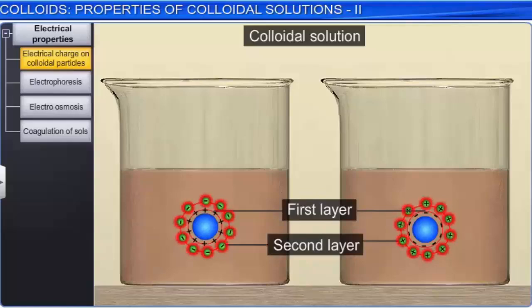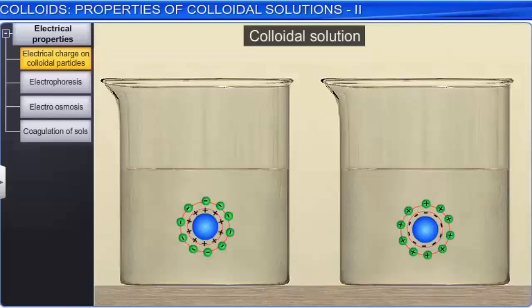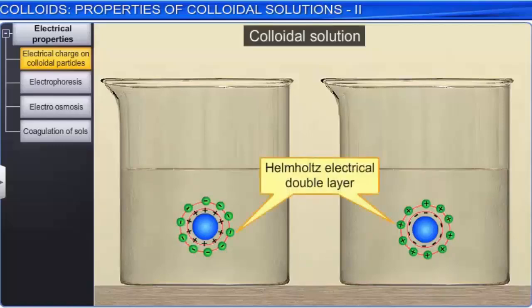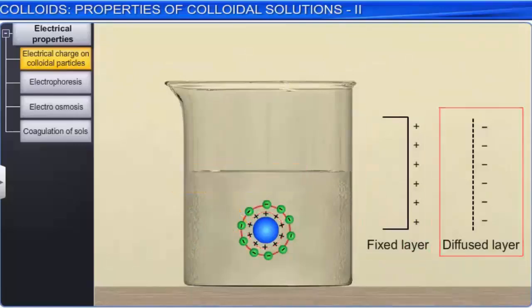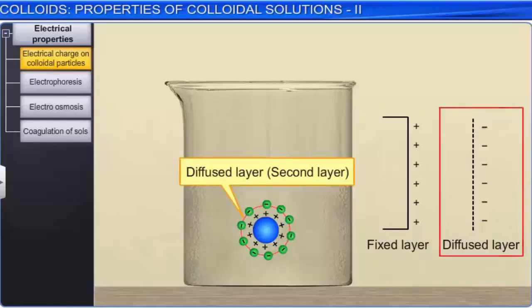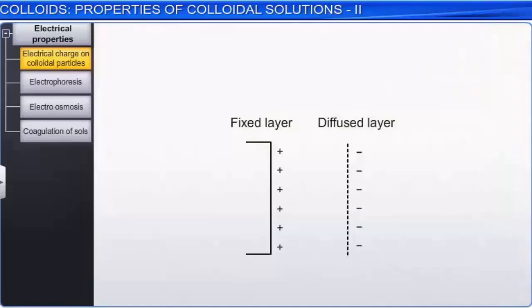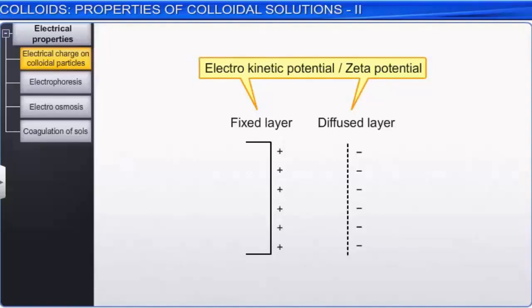These counterions are not adsorbed on the surface of the colloidal particles, but exist in the solution. The combination of two layers of opposite charges around a colloidal particle is called the Helmholtz electrical double layer. The first layer is firmly held and is called the fixed layer, while the second or outer layer is mobile and is termed the diffused layer. The presence of opposite charges on the fixed and diffused layers of the double layer results in a difference in potential. This potential is called electrokinetic potential or zeta potential.